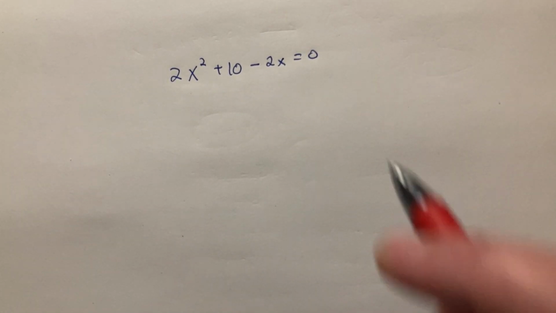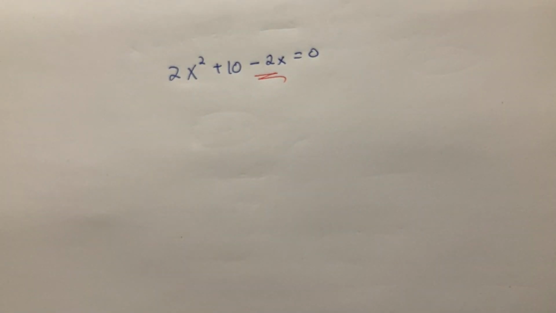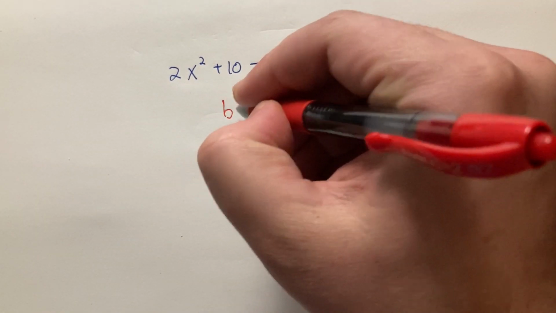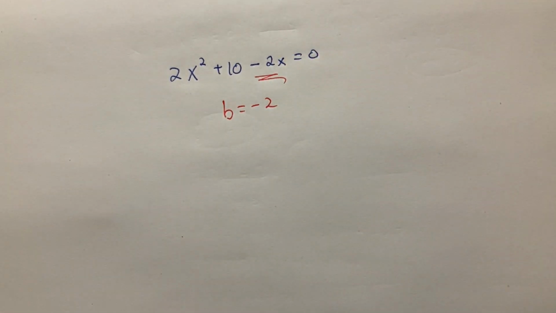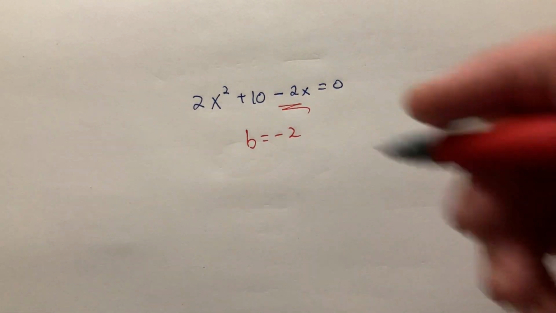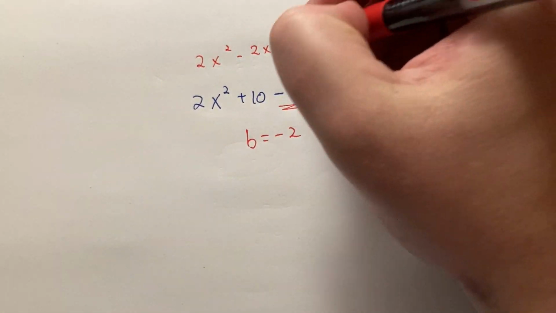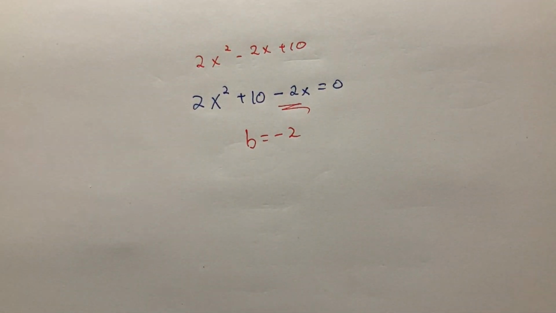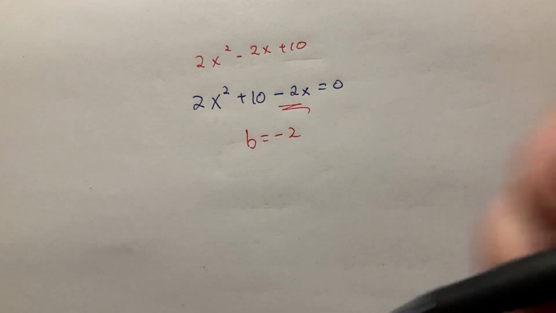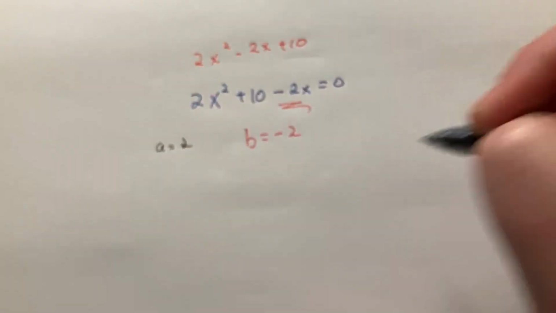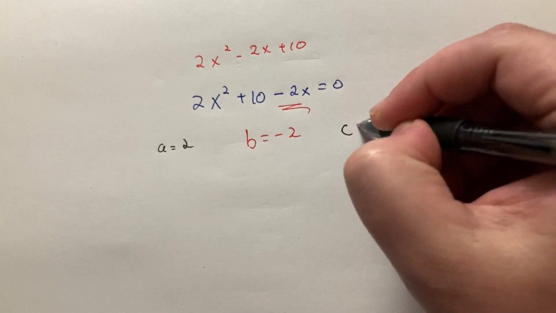First thing that I did was I put the x term over here. B is still -2 because B isn't the last number that's there. B is the number that is multiplying by x when your equation is in standard form. Standard form for this would be 2x squared minus 2x plus 10. So B is still -2. A is 2, not 1. C is 10.